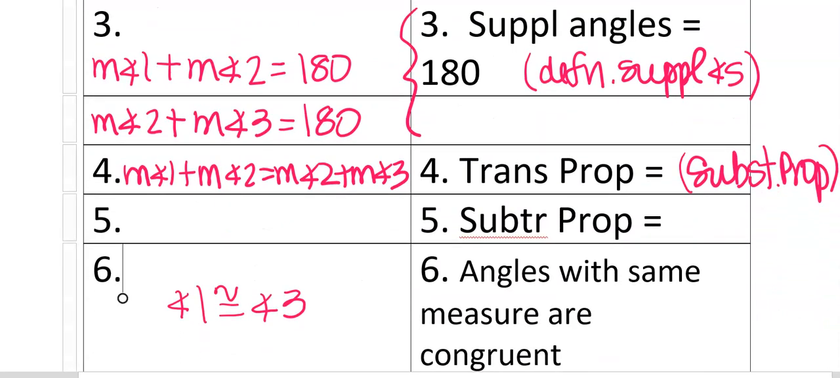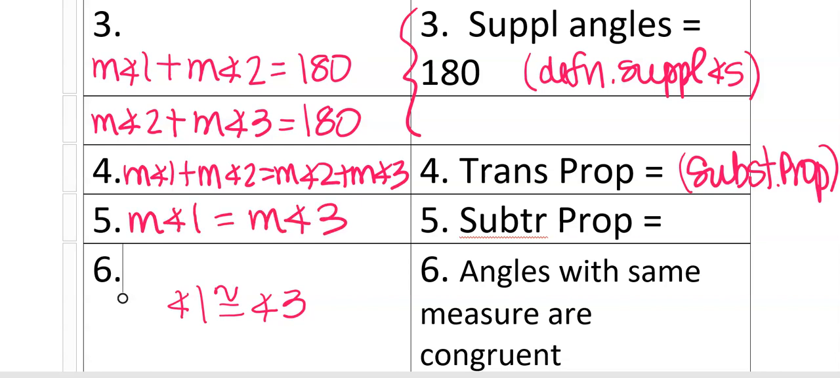Now is when we want to look to see what we can do with step number 4. I'm looking at 1 and 2 on the left, 2 and 3 on the right. Isn't there a 2 on both sides, measure of angle 2? So could we subtract that out of there? Yes. So look to see what you need. We need 1 and 3 left over. Well, this is how we do it. So we're going to say measure of angle 1 equals measure of angle 3, because the angle 2's have been subtracted out.